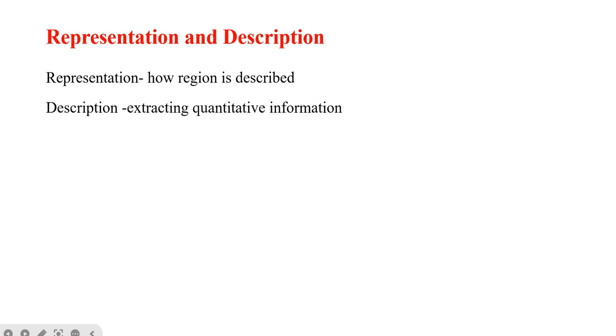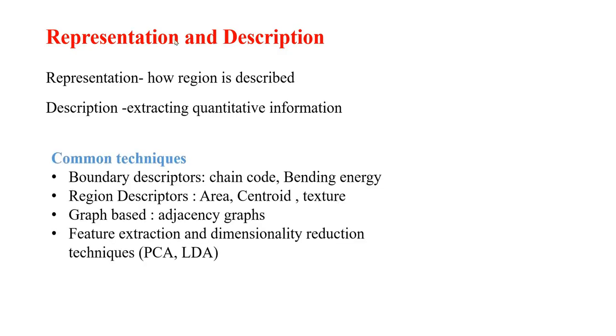Regarding description, here it deals with extracting quantitative information like shape, then you have texture. And these features will help in classification, recognition and interpretation of the objects. These are some of the common techniques which are used in the representation and description stage.